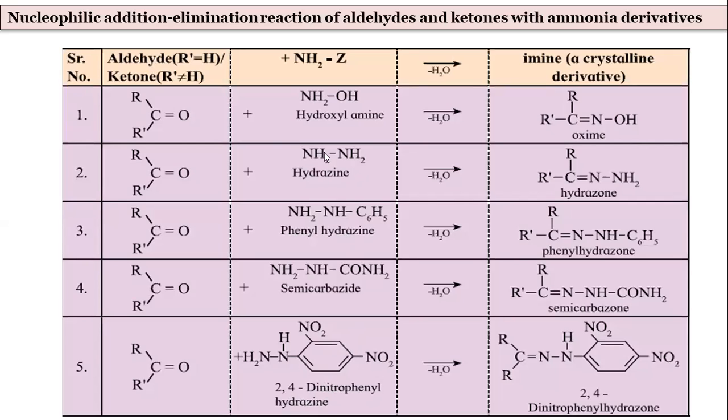So hydrazine is NH2, NH2. One hydrogen is replaced with the phenyl group. It is called phenylhydrazine. And see, this is also phenylhydrazine, NH2, NH, C6H5. But what is the change between phenylhydrazine and 2,4-dinitrophenylhydrazine? Only at the second and fourth positions, a nitro group is there.